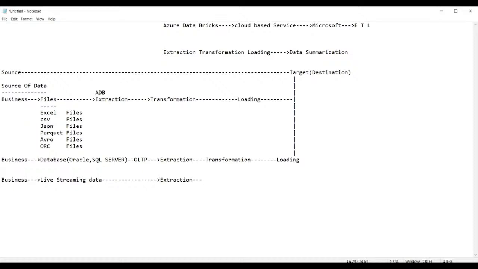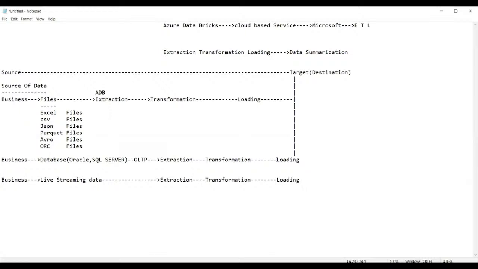And once the extraction is done, then again the process of transformation will happen. So what is the process of transformation? Transformation is the actual process of data summarization. And once the data summarization is done, finally we load the data into the target.